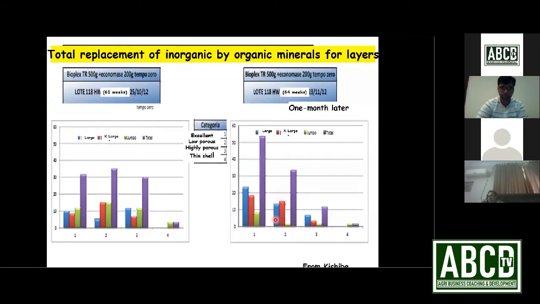Some other studies now, I'm going to show you some field trials with layers, table egg layers. And here you have a total replacement of inorganic by organic minerals. And please pay attention to the time in which you already can see the effect. This study was conducted from 61 weeks of age up to 64 weeks of age. So we have 4 weeks here. Let's start 1 month later, see?